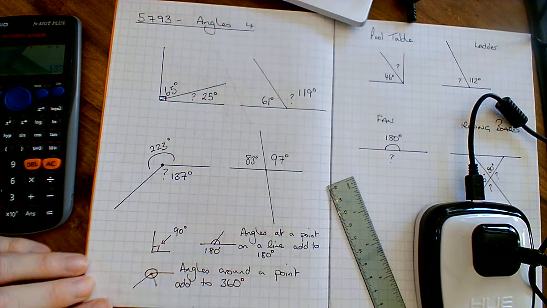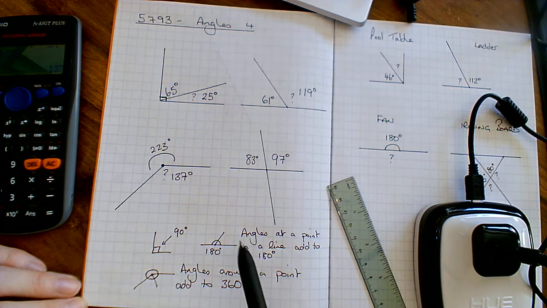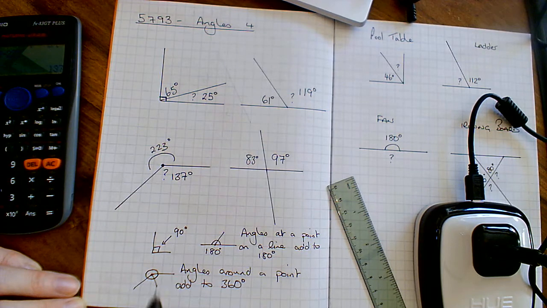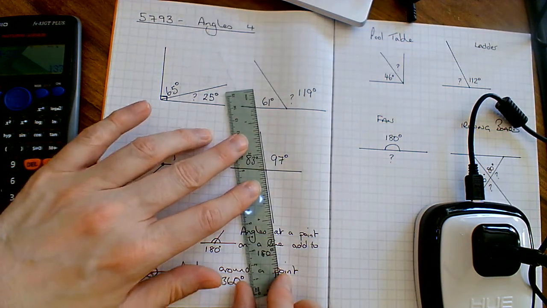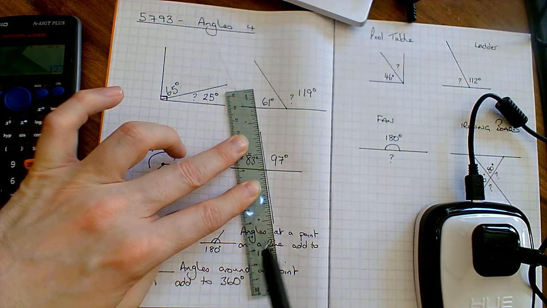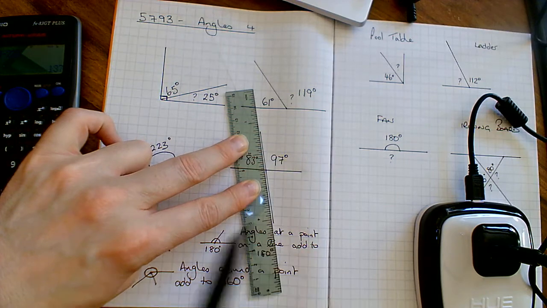Now this one's a little bit more complicated, so these were three basic ones. I can in fact use these two rules to figure out the angles here. For example, if I just ignore this 83 and I look at that thing there, that's a straight line, and angles at a point on a line add to 180, haven't they?